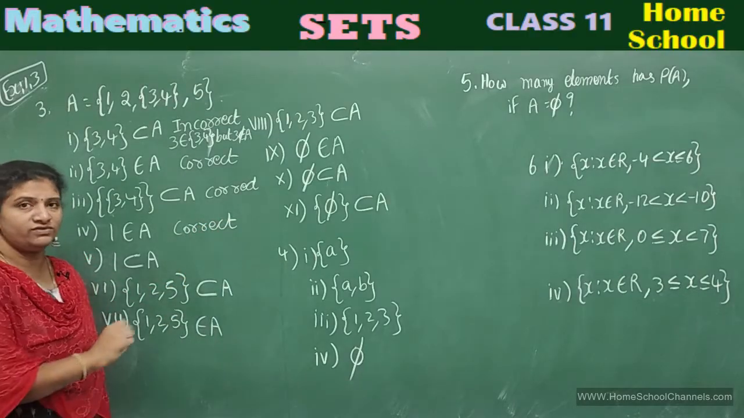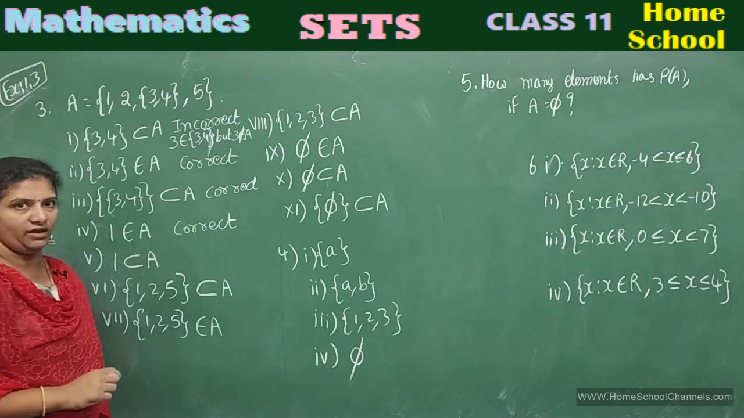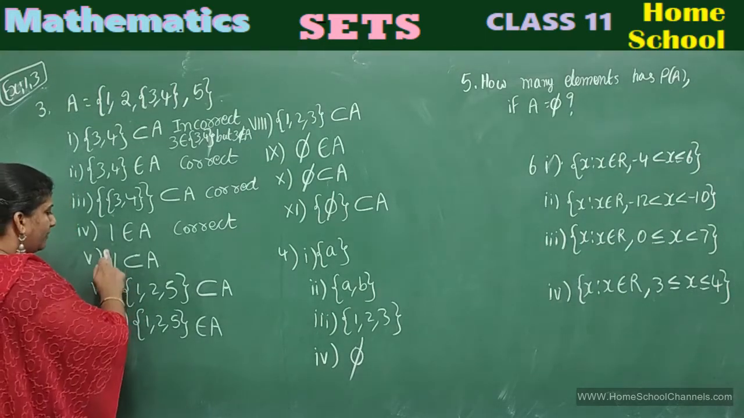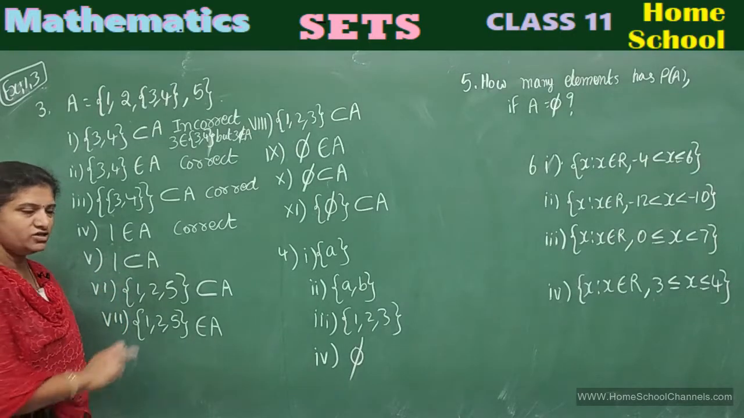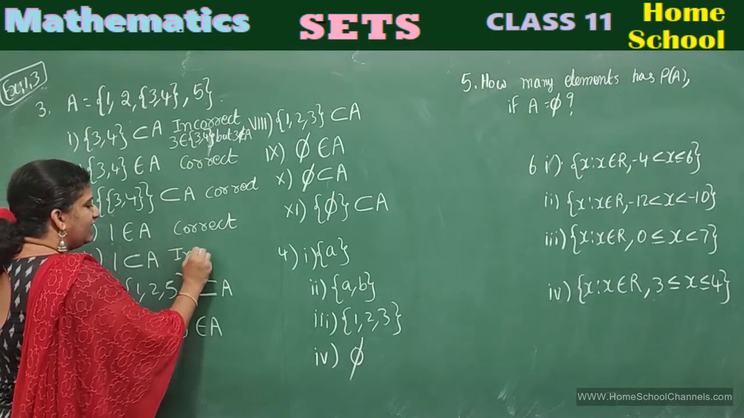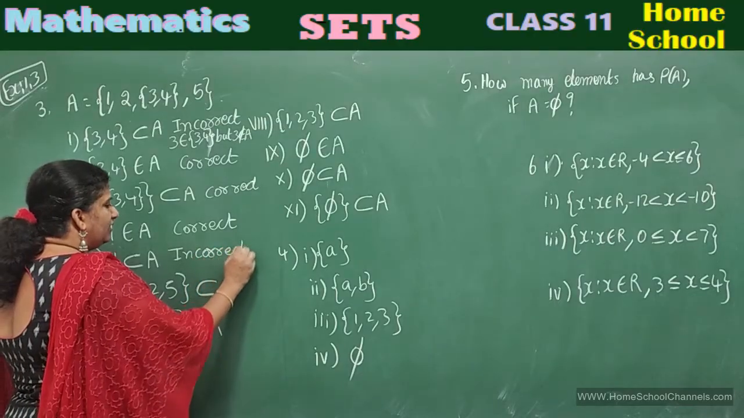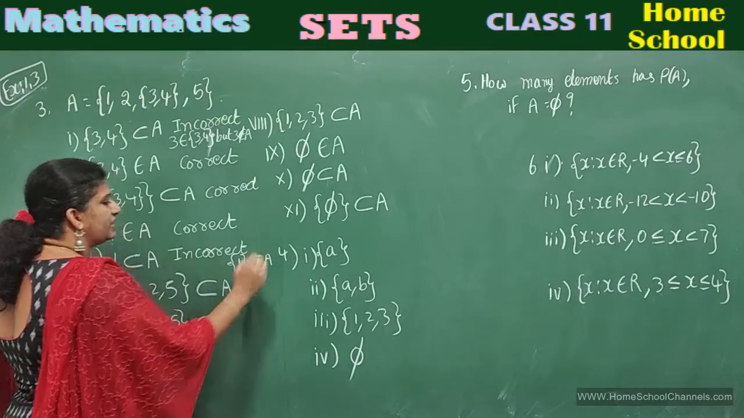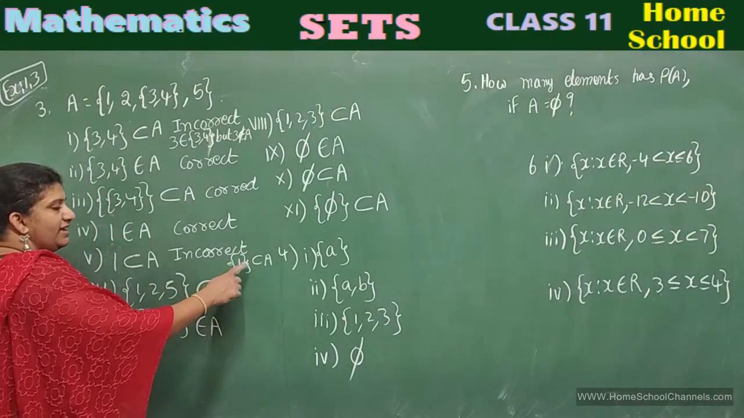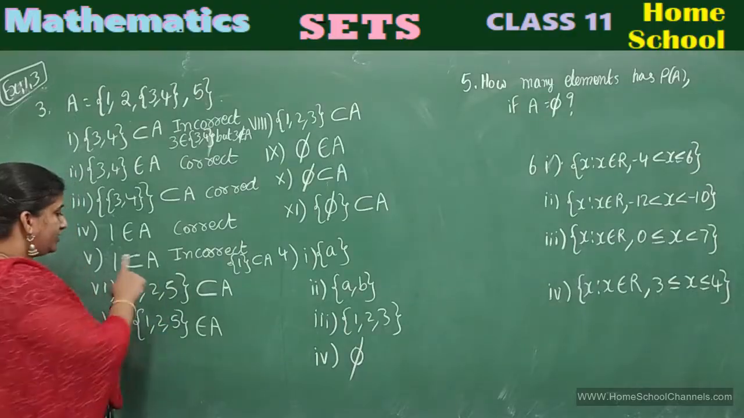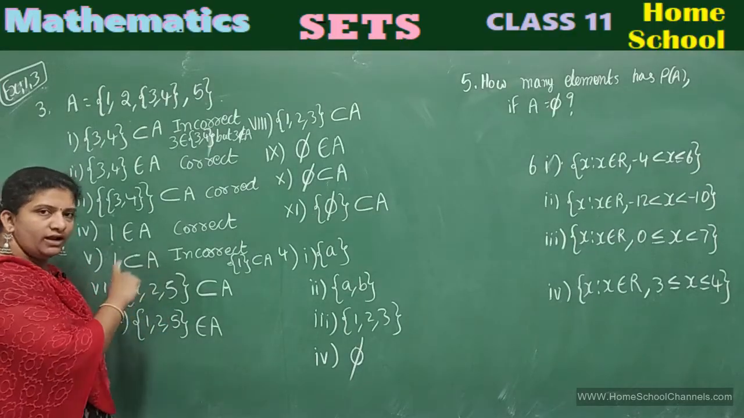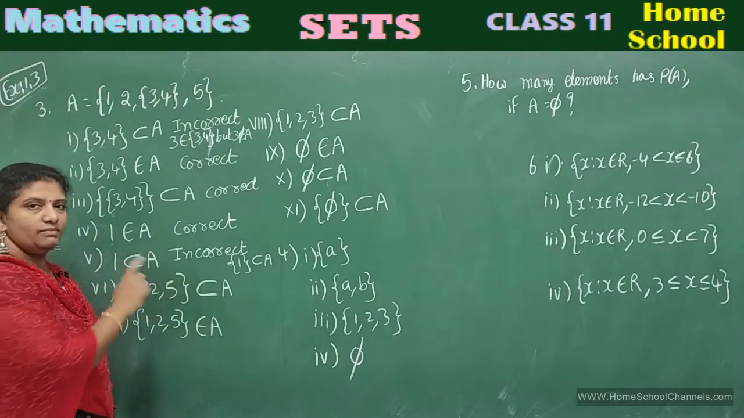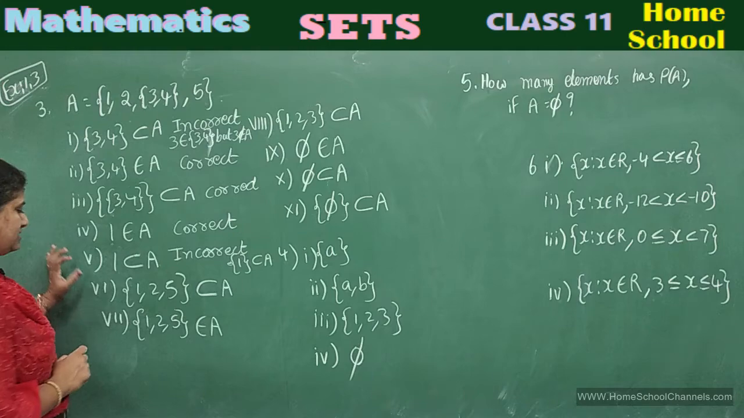Coming to the fifth one: 1 is a subset of A. Is 1 a subset? No. When you are saying it as a subset, please put it in flat brackets. So it is incorrect. I can say the set {1} will be a subset of A, not the single number 1. What you can write is 1 belongs to A, which is correct. But this is incorrect. Next.